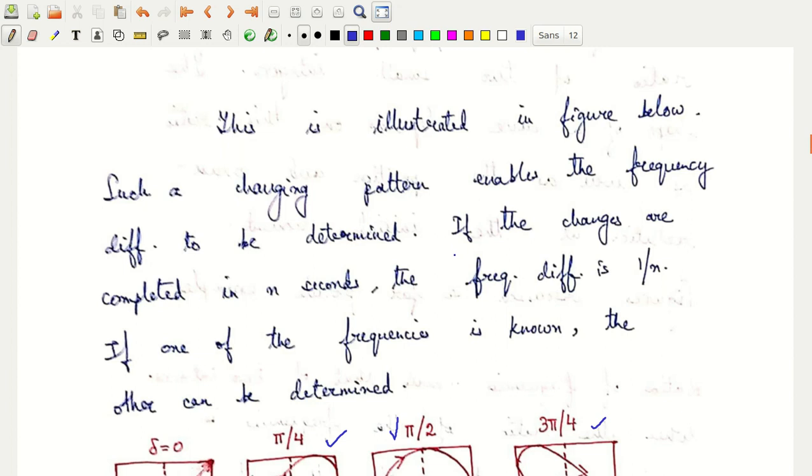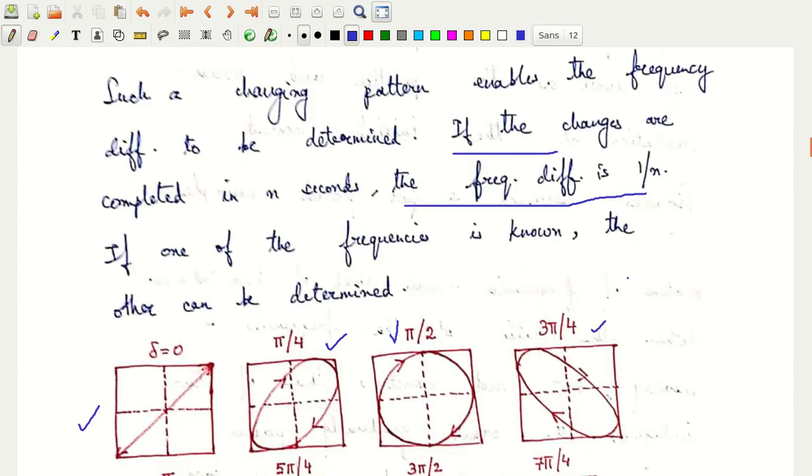If the changes are completed in n seconds, then the frequency difference will be 1 by n. And obviously if I know one of the frequencies, then I can determine the other.